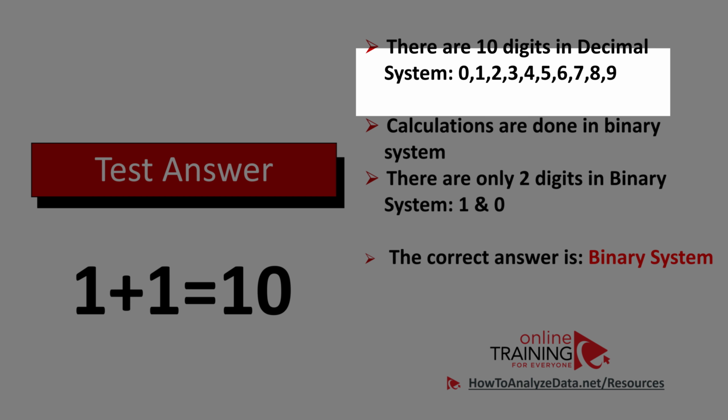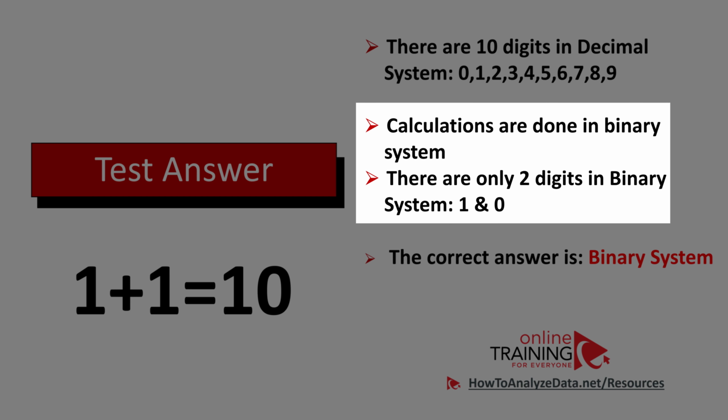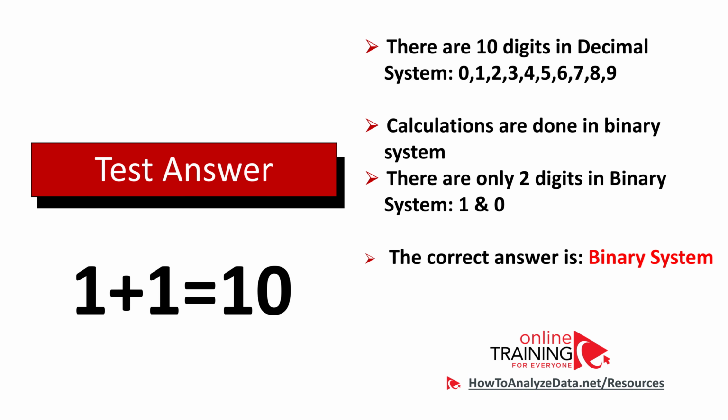But here, calculations are done in the binary system, and there are only 2 digits in the binary system, 1 and 0. So what happens when you do a calculation in the binary system and you add 1 plus 1? What looks like 10 in the decimal system looks like 2 in the binary system. So the correct answer, this calculation is possible because of the binary system. Let me demonstrate this to you.